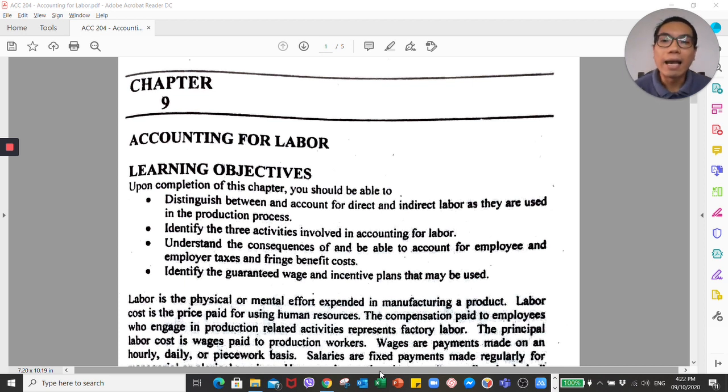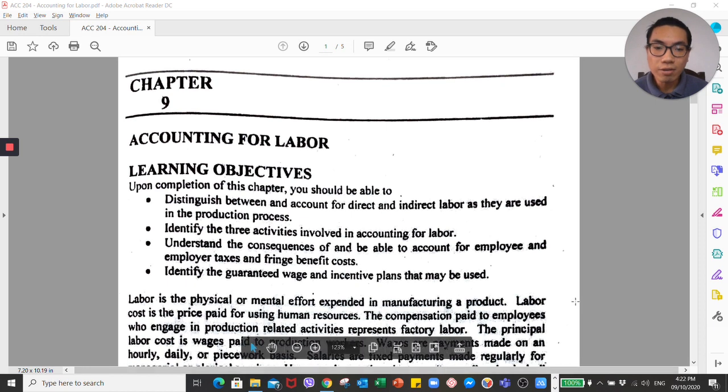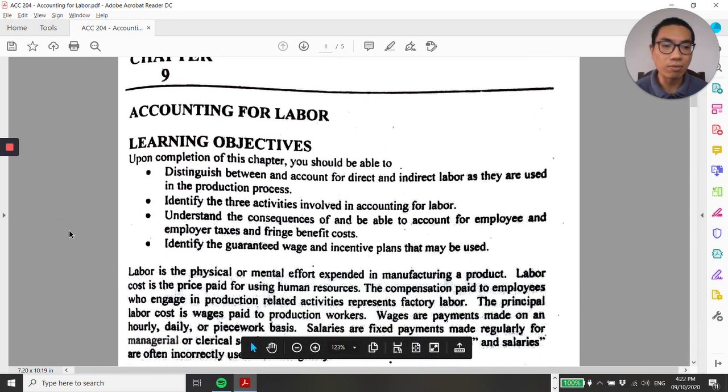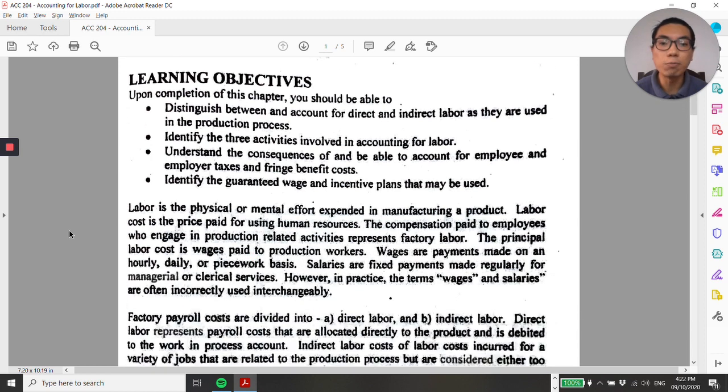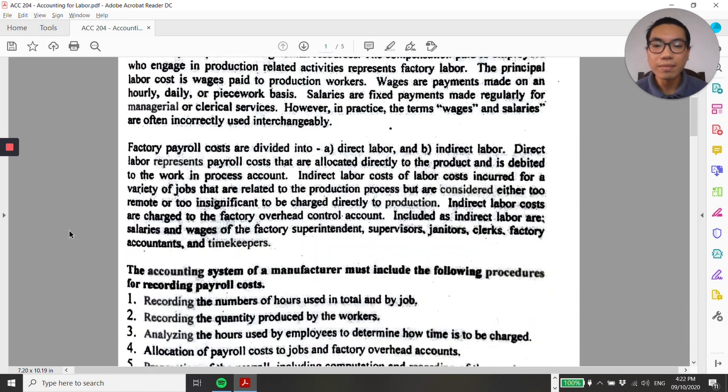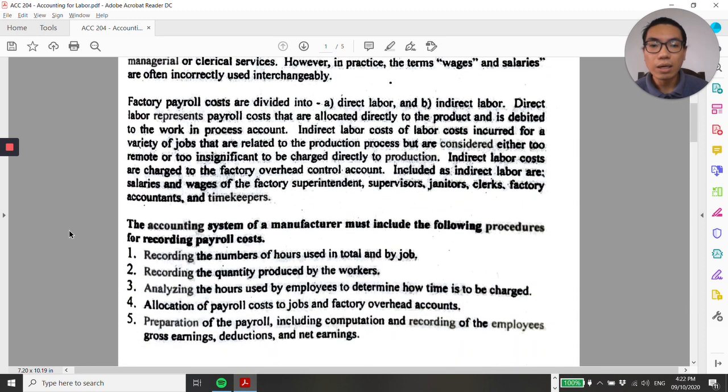For today's video lecture, allow me to use these handouts. This is based on De Leon's textbook. Again, for labor, this is applicable to both direct and indirect labor.